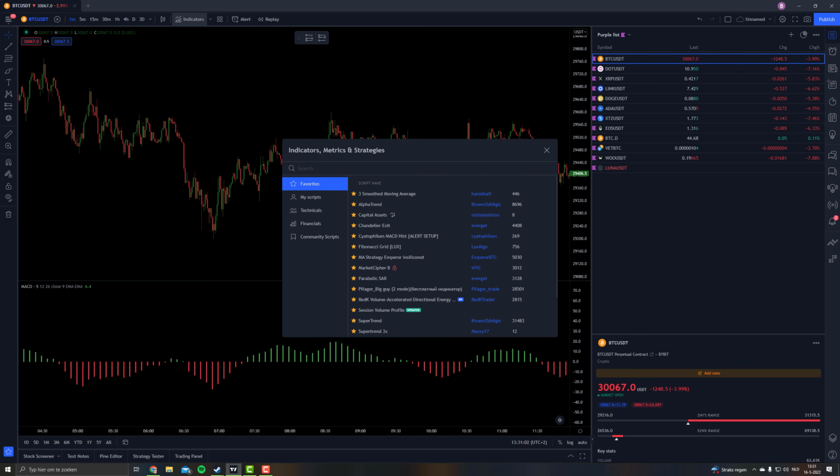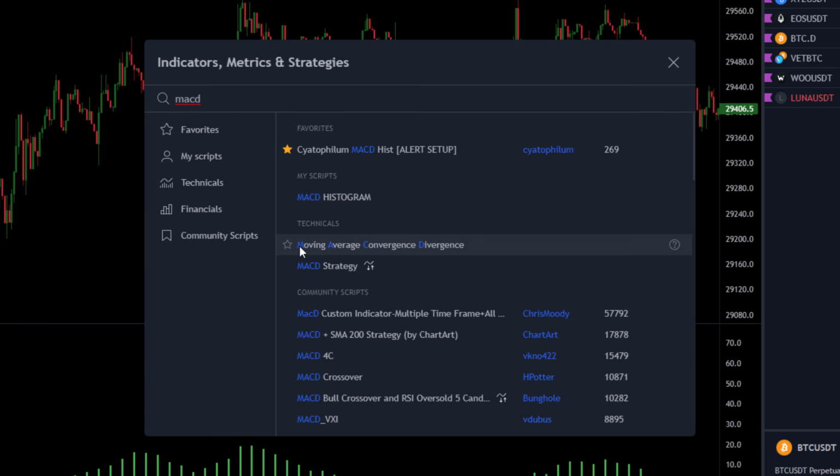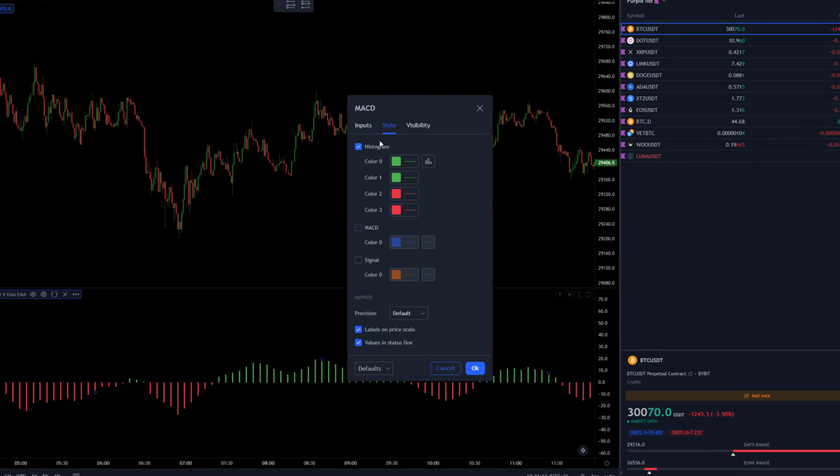So if you want to add the MACD, just go to indicators, search for MACD. Then it's going to be the moving average convergence divergence. If you add that one, it's going to look a bit different than this one.